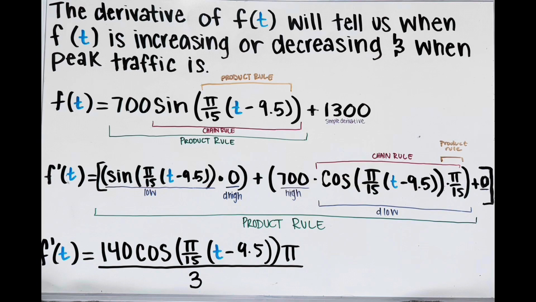To start, we need to use the product rule. We did low, our sine function, times d high, which is 0 because 700 is a constant. Then we added high, 700, times the derivative of our sine function. To find the derivative of the sine function, we need to use the chain rule, so sine becomes cosine and we keep the insides. Then to find the derivative of the inside function, we use the product rule. The derivative of 1300 is simply 0. Then we simplified to get f prime of t.